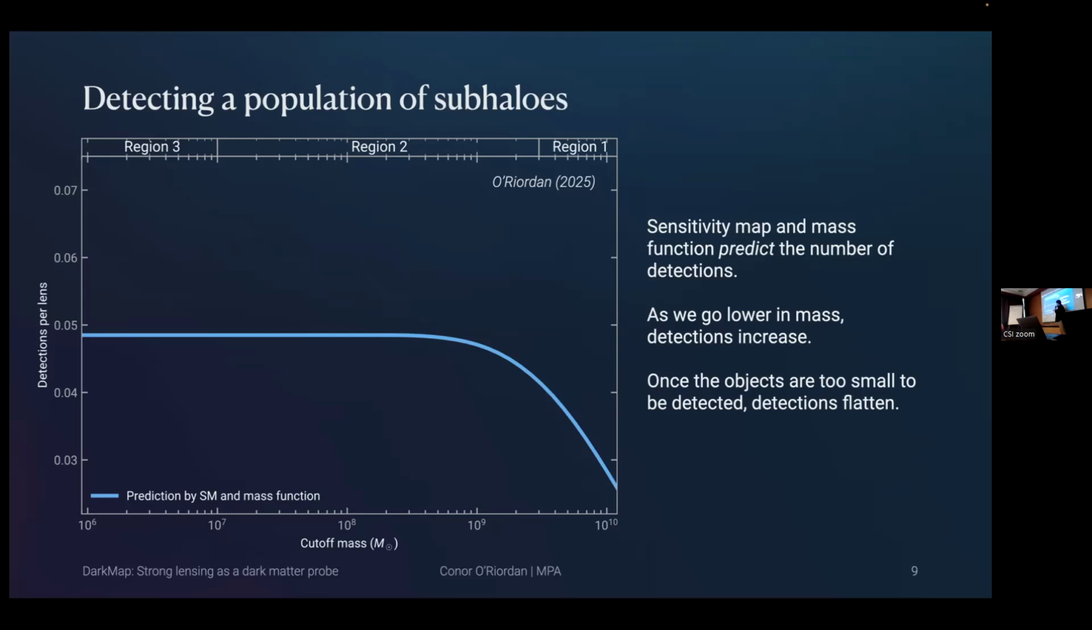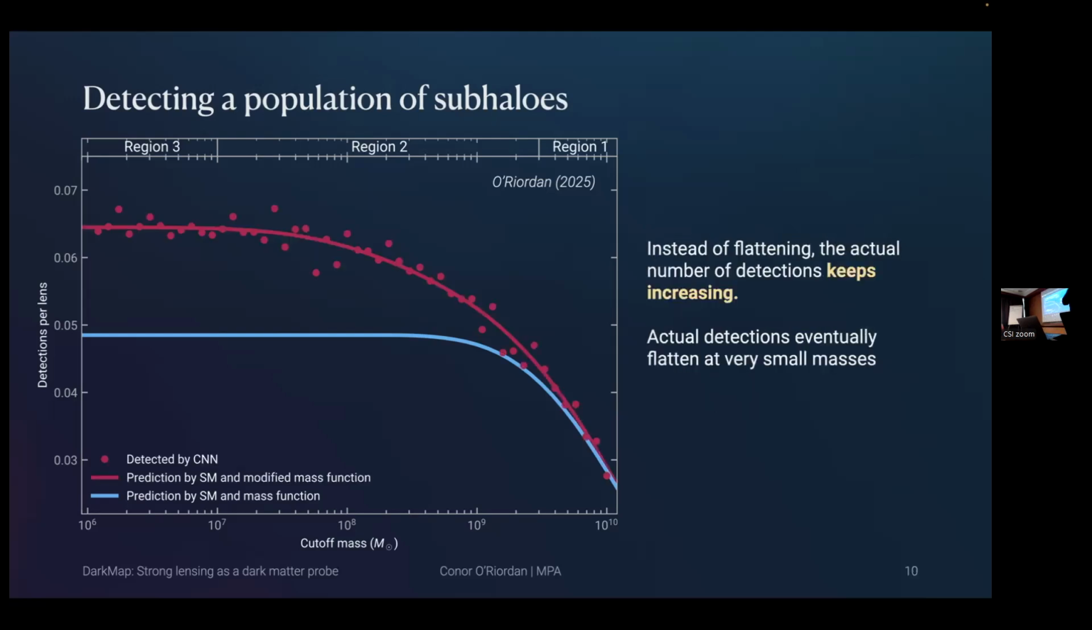Once we get to the high 10 to the 8, there's no more sensitivity left, so everything you add is not detected. And in the limiting case, we get 5 detections per 100 HST lenses, which is roughly what we do get in reality with real HST data. So that's the prediction from the sensitivity map.